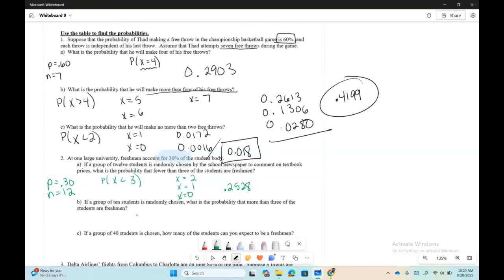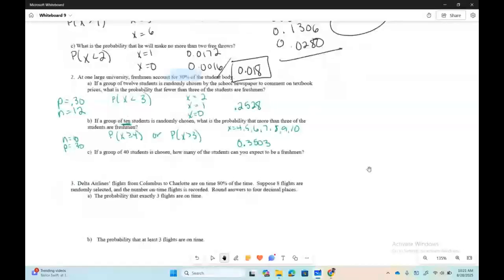Okay. All right, for this one, the n changes. Now we're at n equals 10. All right, our probability is still 0.30. Now it says more than 3, so you can write that like x is greater than or equal to 4, or you could say x is greater than 3. Either way, you need to do 4, 5, 6, 7, 8, 9, and 10. Find the probabilities for all of those and add them up in that table. Okay, and I got a final answer of 0.3503.